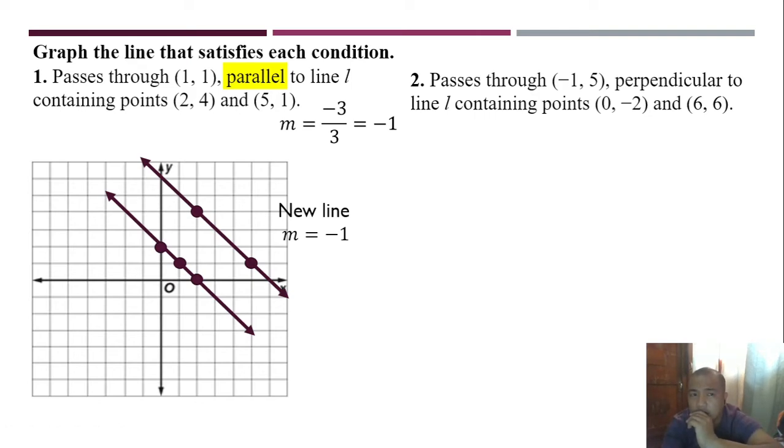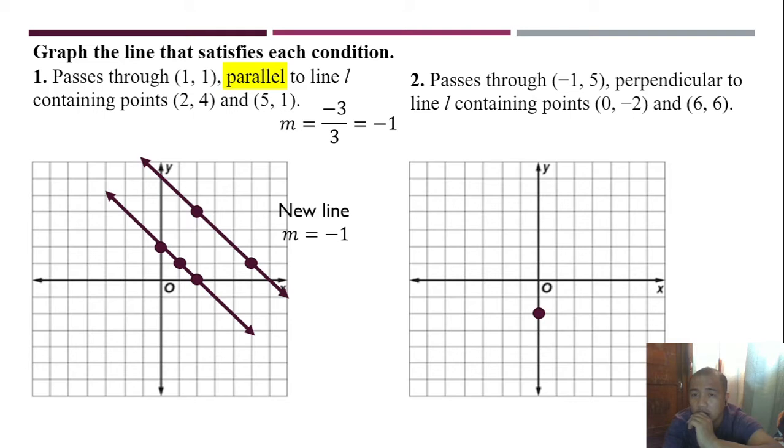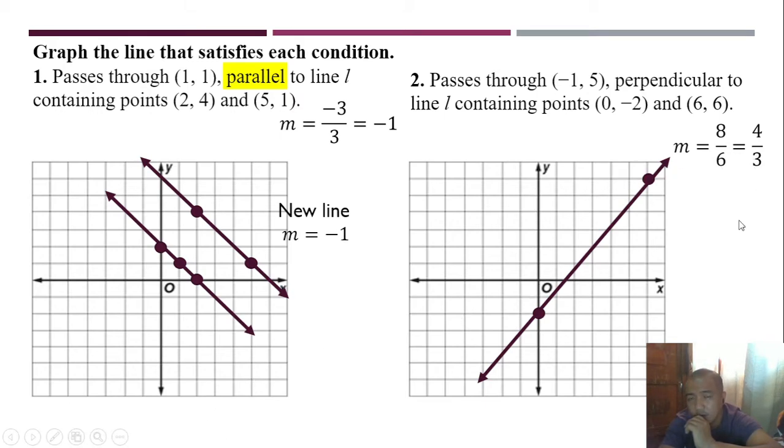Next, graph the line that satisfies this condition. It passes through -1, 5, but perpendicular to line L containing points 0, -2, and 6, 6. Okay, that's 0, -2, that's 6, 6. Connecting the 2 points forms a line. Now, what is the slope? The rise is 8, the run is 6, 4/3 is the slope.